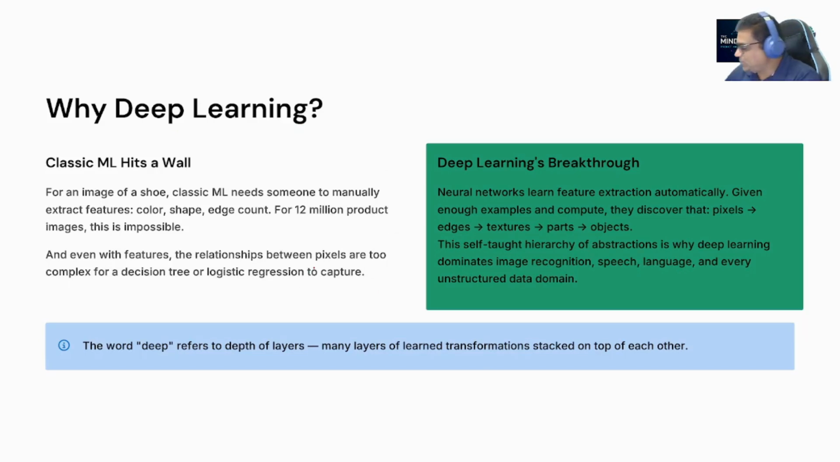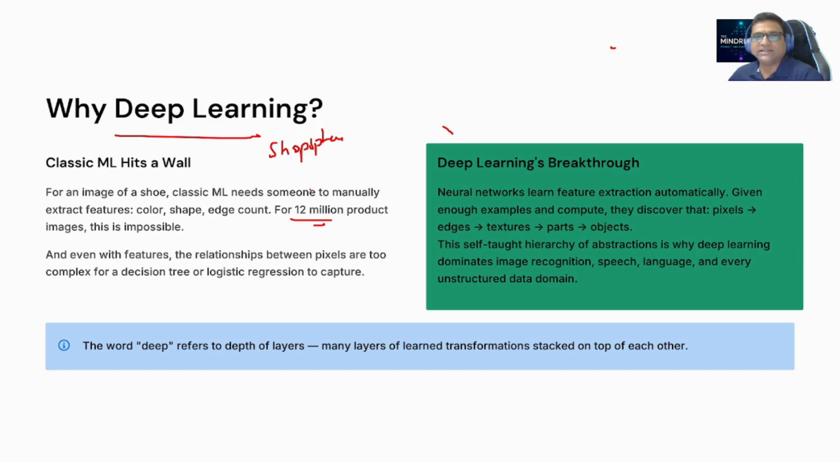Okay, so let's start with a simple question. Why deep learning? If machine learning is already working, why did the world need deep learning? So imagine our example, this Shopsphere. It has like 12 million product images, right?